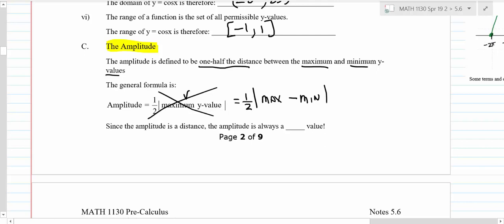All right, so you're doing the y values, and then the amplitude is a distance. So a distance is a positive number, so an amplitude is always a positive number then, okay? Where have you heard the word amplitude, by the way? Out in the quote-unquote real world.